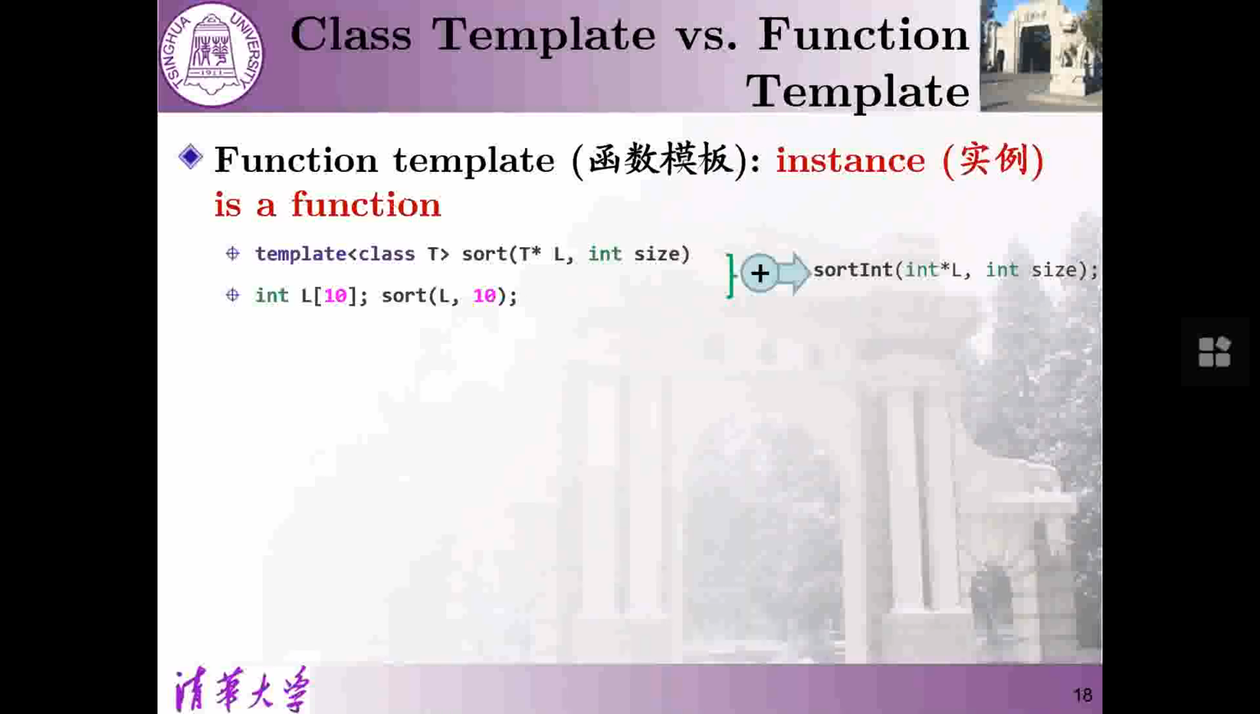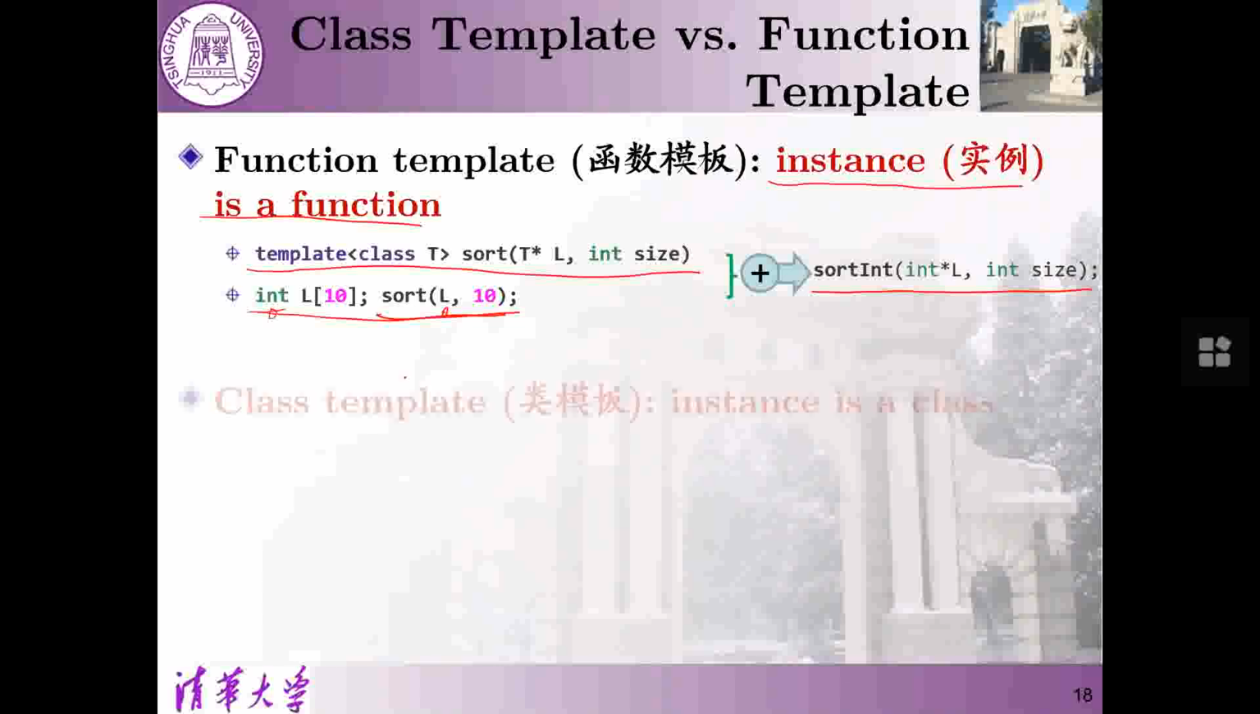Then for this function template, I have already learned that an instance of a function template is a function. Actually, during compilation, the compiler will check the type of the array, and when the compiler determines the type, it will actually generate a specialized function for this function call. So this is an instance of a function template.